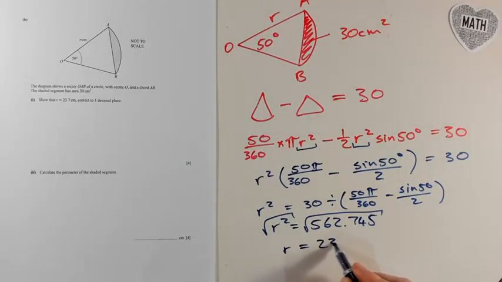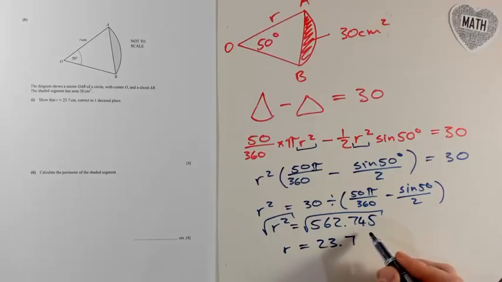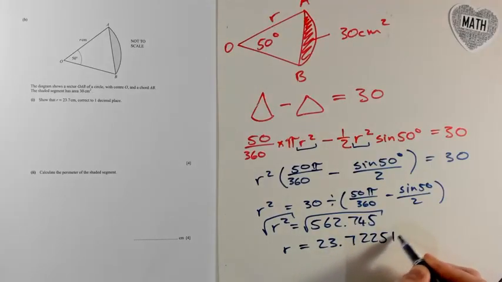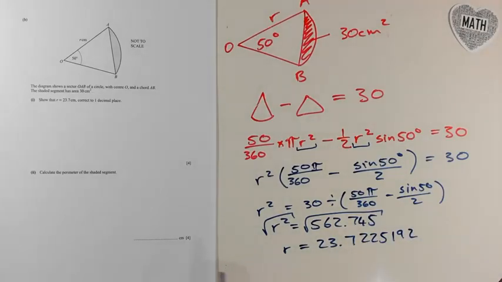And then I would get 23.7225192. And it's important that I don't just write 23.7 here, but I write the whole number out and then show that, okay, this is one decimal place. It's going to be 23.7, one decimal place. So kind of have to show that step. So that was fun. The next part is the perimeter of the shaded segment.